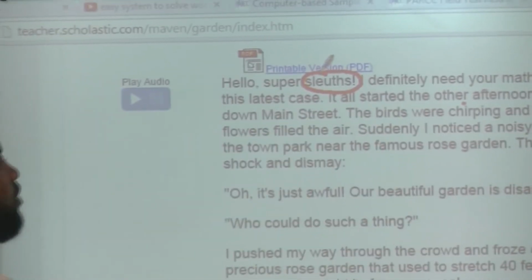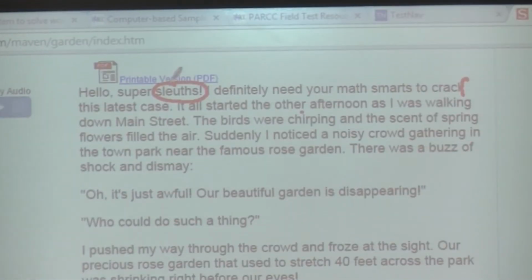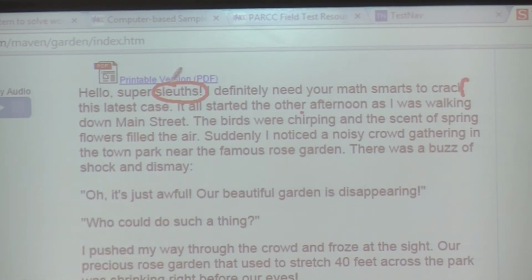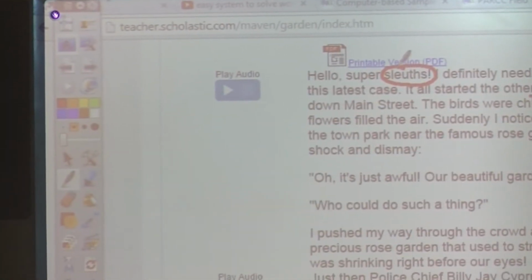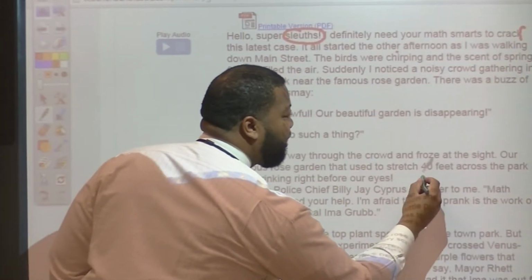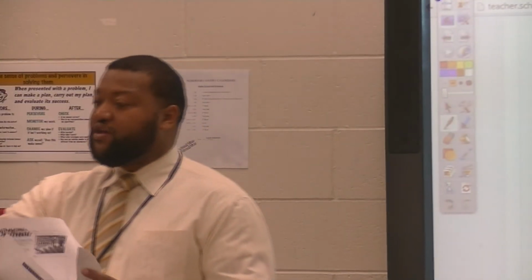Now, your task, as you go through, I'm reading. Hello, Super Sleuth. Definitely need your smarts to crack this case. It all started after we walking down Main Street. All right? I noticed a crowd going. Now, as I keep going, I look for words that I do not know. All right? I circle. Anything that I need to help me solve my case, I underline. For example, again, my question is, what are the dimensions of the garden after she shrunk it?